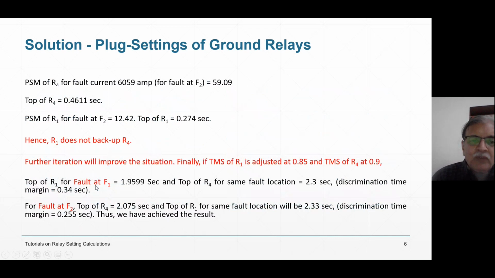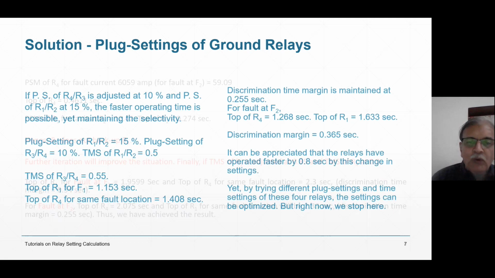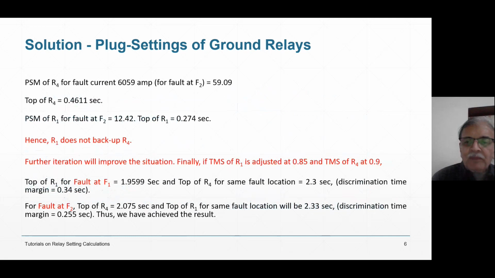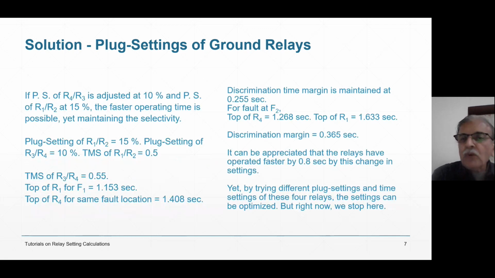Compare 1.153 and 1.9599. 1.153 is faster. R4 you take. If you take R4, then it was 2.3 second. What is R4 now? If I take R4, the time of operation is 1.408. In earlier case, R4 was 2.33, and this is faster at 1.408. So you can see that you have achieved faster operating time.